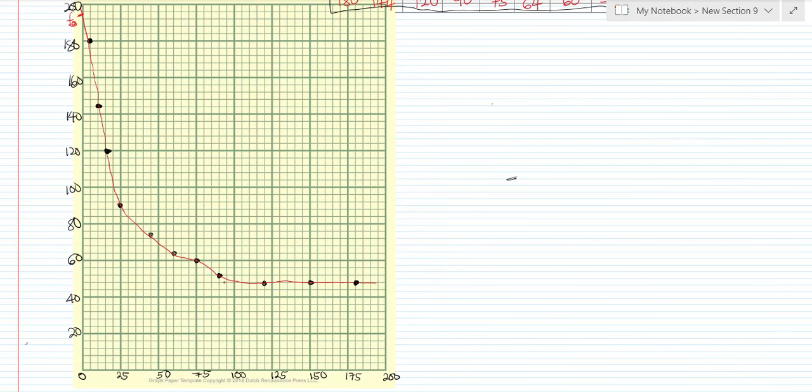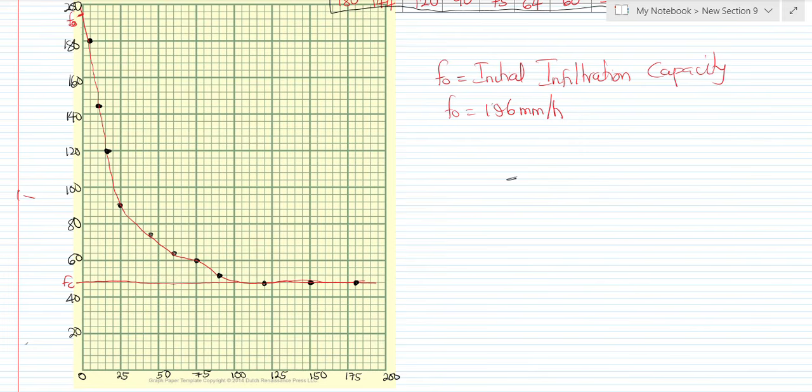And where the curve flattens out, we trace that flattening part, that will be your FC. Our F naught is our initial infiltration capacity. We trace it here: 184, 188, 192, 196. So F naught is equal to 196 millimeters per hour.